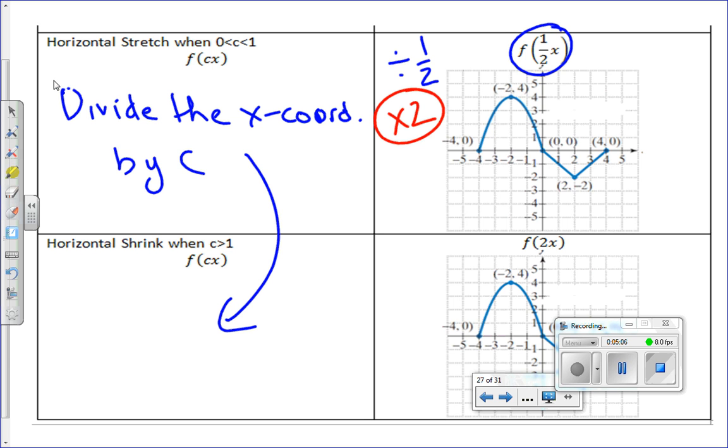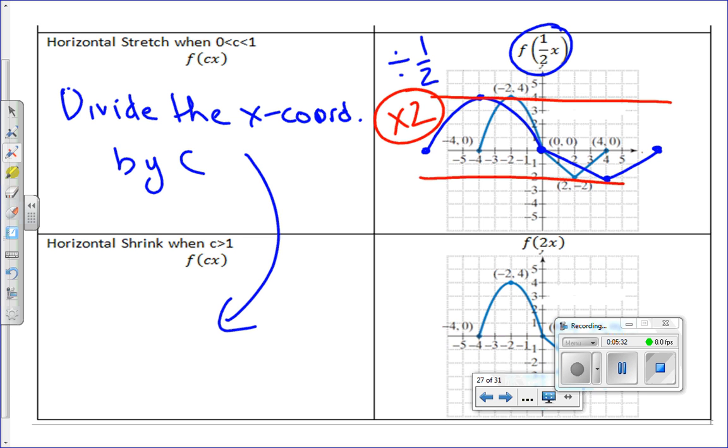So if I multiply all the x coordinates by 2, this -4 becomes a -8. This -2 becomes a -4, and this 0 stays right here. So this is a horizontal stretch by a factor of 2. The right-hand side, 2 becomes 4, 4 becomes 8, and I have a horizontal stretch. Notice it's the same height. It doesn't change the height.